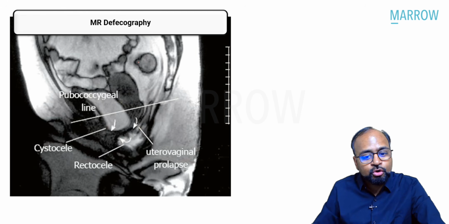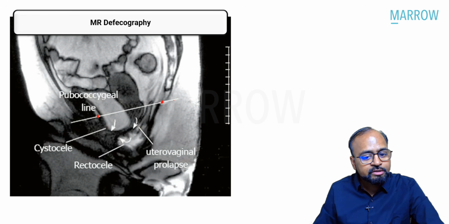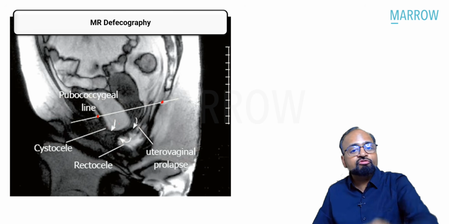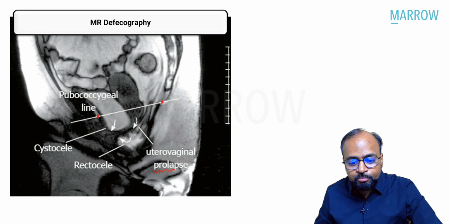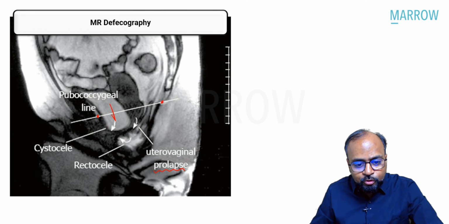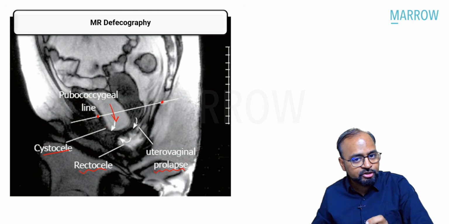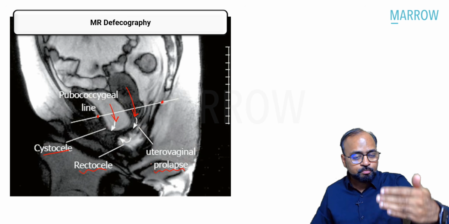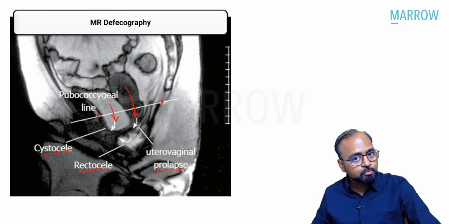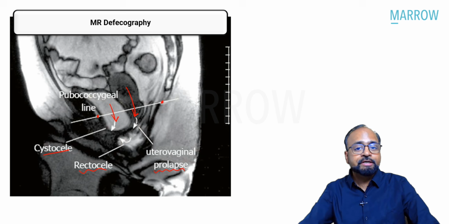So the line is drawn from the tip of the coccyx to the pubic bone. This is called the pubococcygeal line, and the greater the descent of pelvic organs below this line, the greater the degree of prolapse. If the bladder prolapses down, it is cystocele. If the rectum prolapses down, it is rectocele at the time of defecation. If the uterus and the vagina prolapse down, this is uterovaginal prolapse. So that is how it can be interpreted.